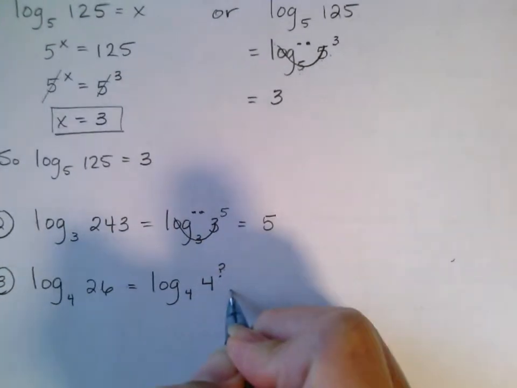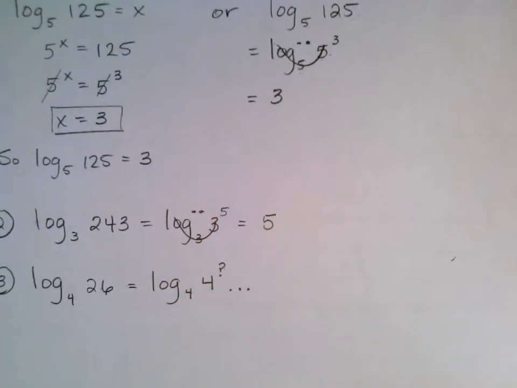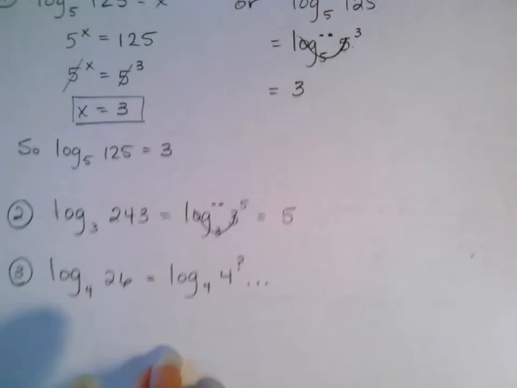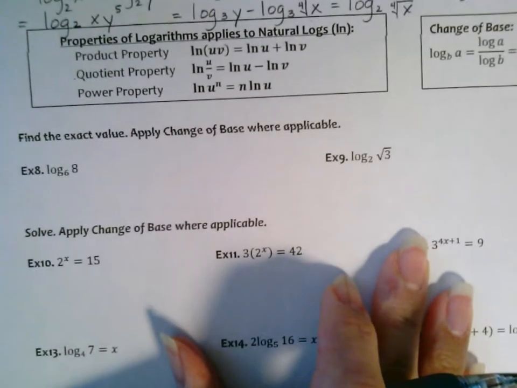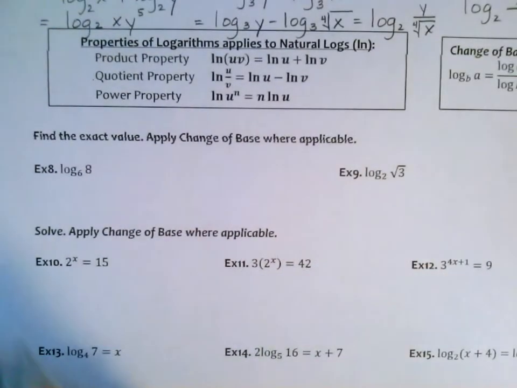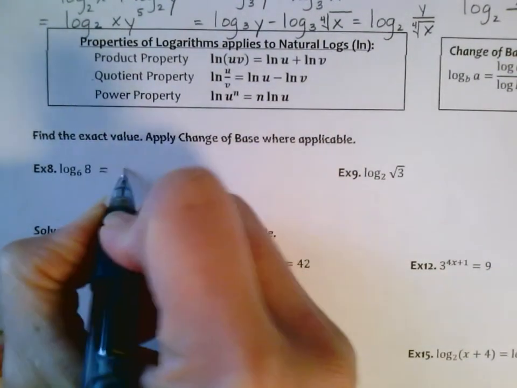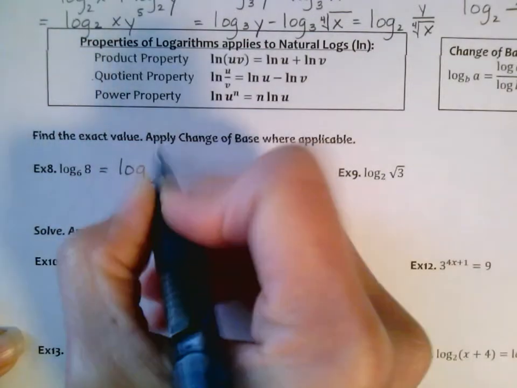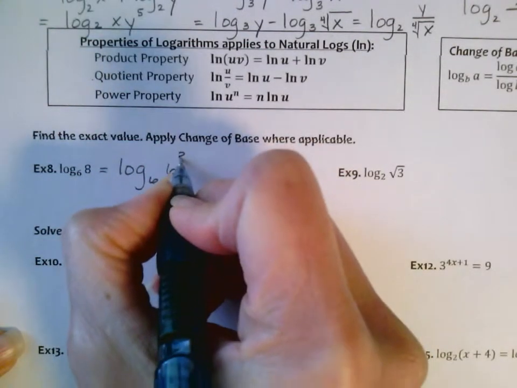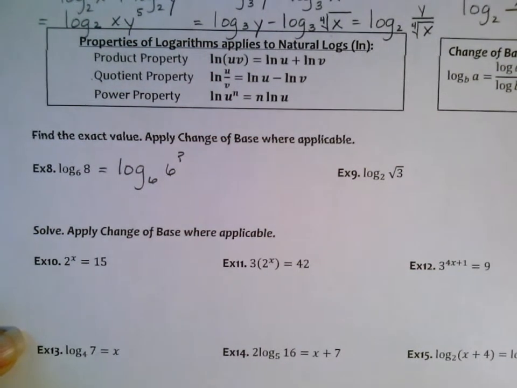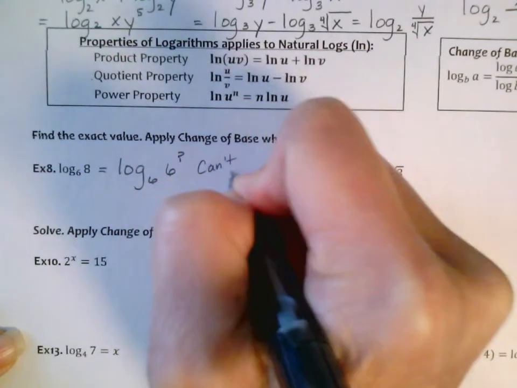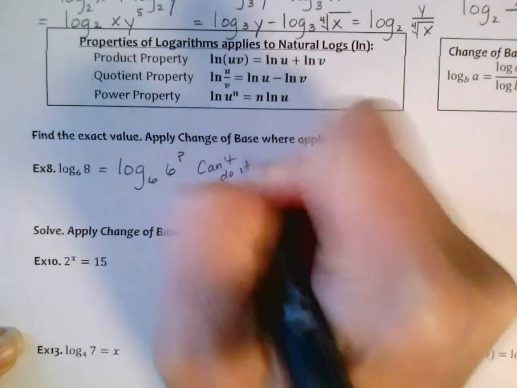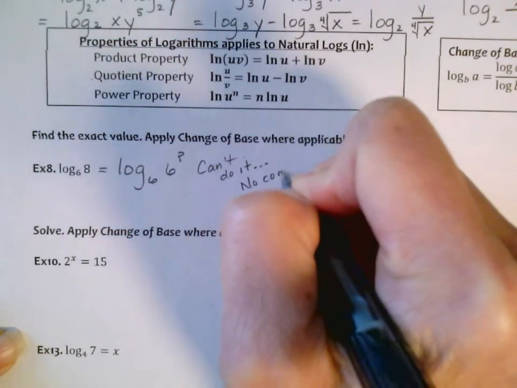That's where the change of base formula comes into play. Let's flip over. Look at example number 8 with me. See how it says log base 6 of 8? Let's try and fix that. Log base 6 of 6 to the what power? Can't work. Can't do it. No common bases is what you should be telling yourself.